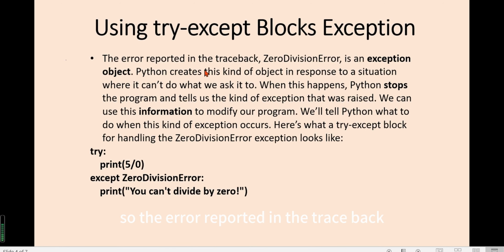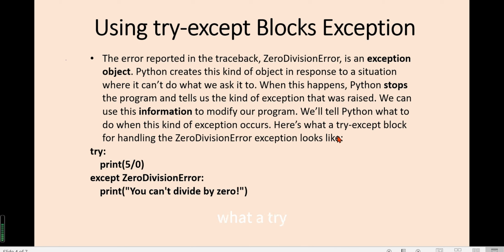The error reported in the traceback, ZeroDivisionError, is an exception object, and Python creates this kind of object in response to a situation where it cannot do what we ask it to. When this happens, Python stops the program and tells us the kind of exception that was raised, so we can use this information to modify our program. We will tell Python what to do when this kind of exception occurs.